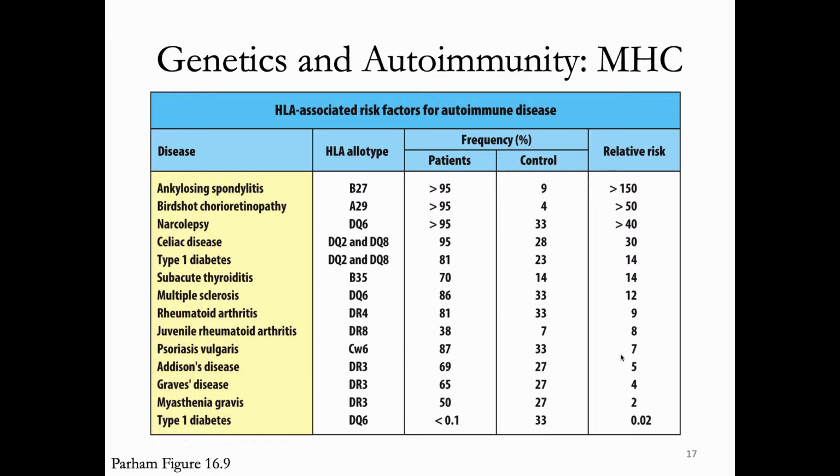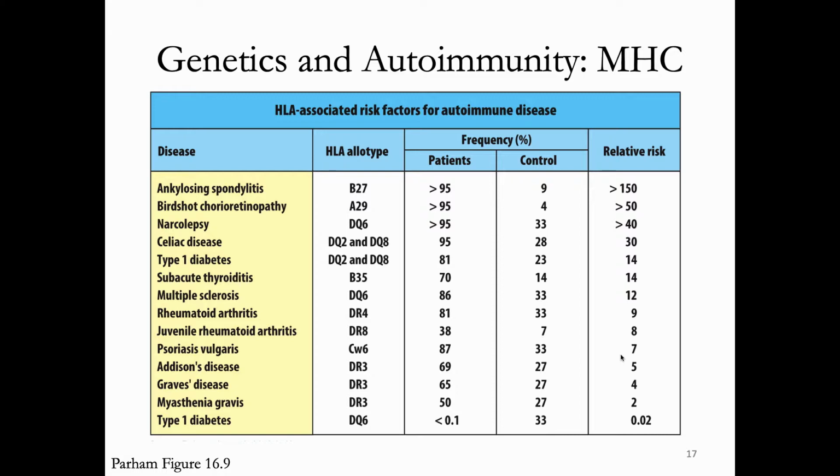So you can see, for example, that for ankylosing spondylitis, patients tend to have HLA-B27. For birdshot chorioretinopathy, they tend to have HLA-A29. For narcolepsy, they tend to have DQ6. In diabetes, they tend to not have DQ6. And so there are sort of epidemiological associations with a lot of autoimmune diseases and MHC types. And in fact, sometimes when I see papers talking about XYZ disease is related to MHC, I think, thank you, Captain Obvious.